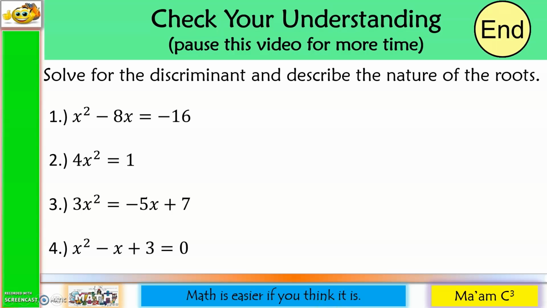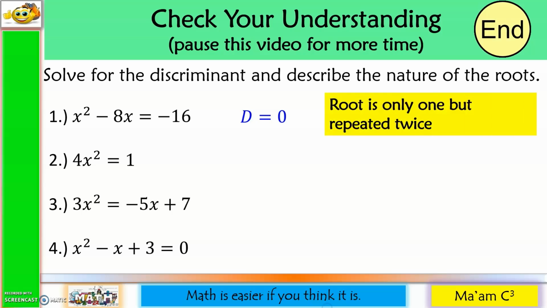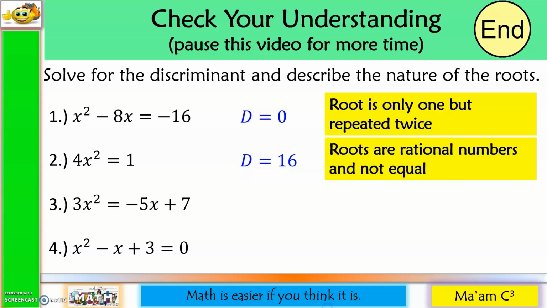Let us answer. Number 1, the discriminant here is 0. So we have one rational root but repeated twice. Number 2, the discriminant here is 16, and that is a perfect square. So we have rational roots and not equal.